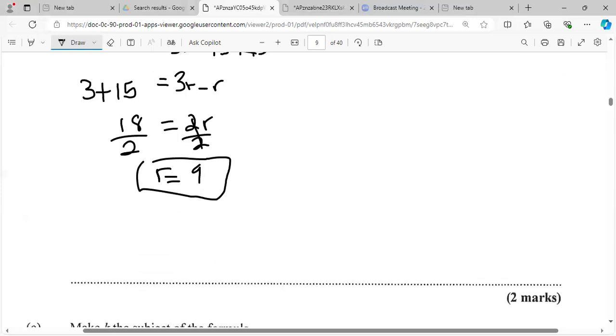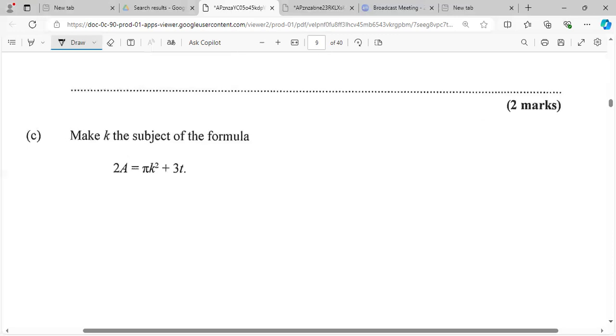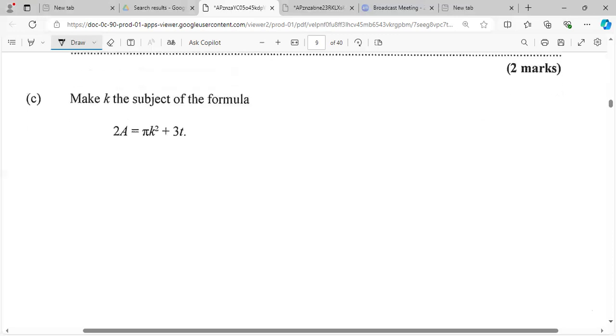This one says make k the subject of the formula, 2 marks. So we're going to make k the subject, meaning we're going to get rid of this 3t here, this pi, and also the square. According to the rule, the furthest from the k which we want to find, we're going to get rid of those first. So first, I'm going to attack the 3t. So it's pi k squared plus 3t. But guess what? We need to take the inverse of the 3t.